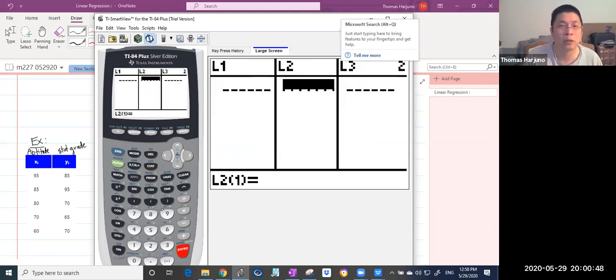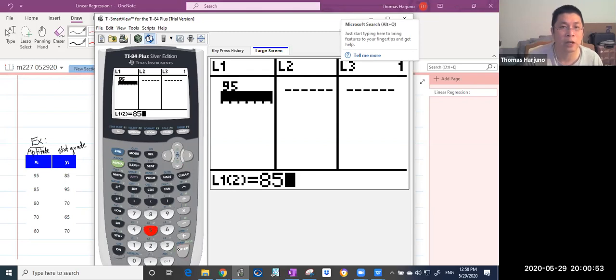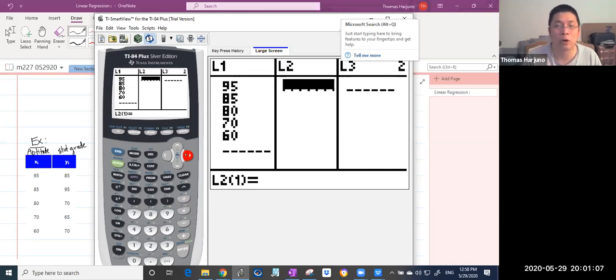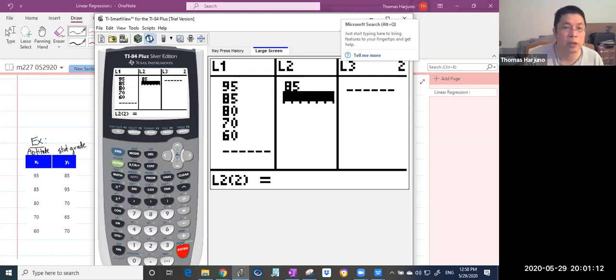List 1: 95 is the first one, 85 is the second one, 80 the third one, 70 the fourth one, 60 the last one. That's the aptitude test. And for each person, the corresponding scores in list 2: 85, then 95, and then 70, 65, 70.